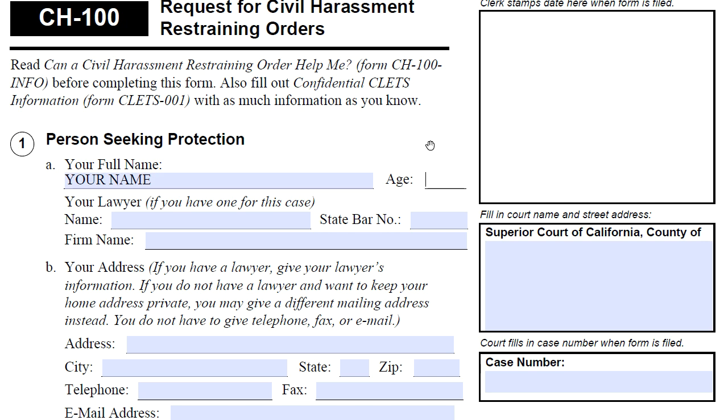Put in your age. If you have a lawyer, put their information here. Otherwise, skip down and put your address information, including your street address, your city, state we'll assume is California. Do include your telephone number as well as an email address if you have one.